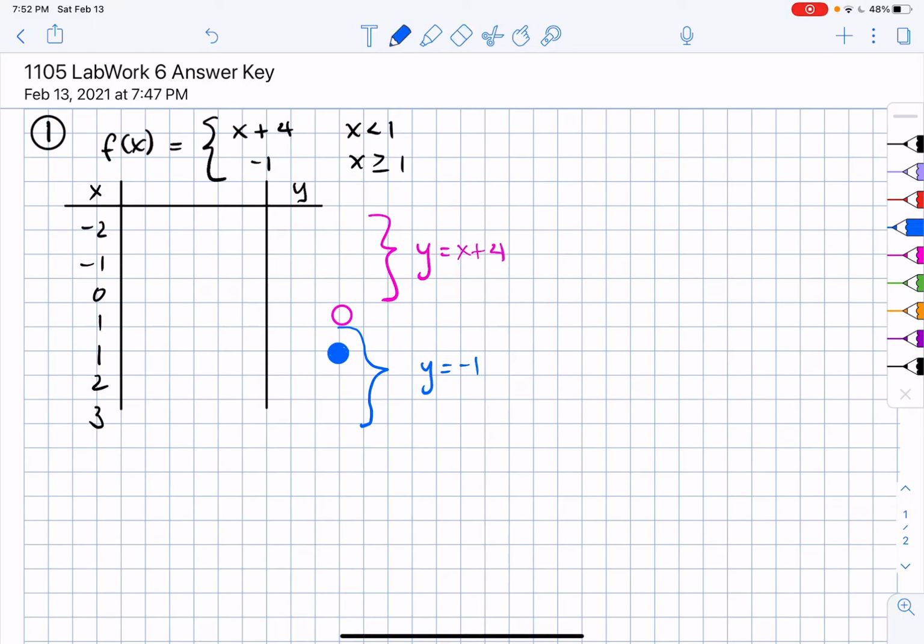So, at negative 2, I'm using y equals x plus 4. So, this is going to be negative 2 plus 4, which is going to equal 2. This is going to be negative 1 plus 4, which is equal to 3. This is going to be 0 plus 4, which is equal to 4. And then at 1, if I force it, that would be 1 plus 4, which is equal to 5. And that's going to have this open circle.